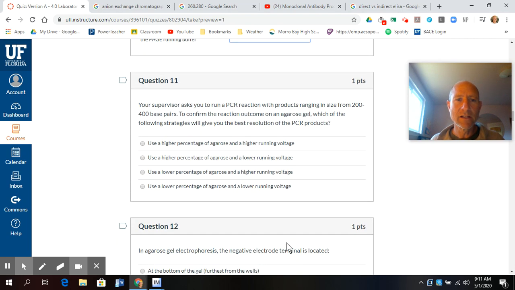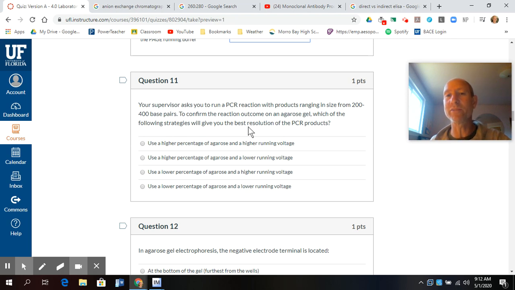Okay, your supervisor asks you to run a PCR reaction with products ranging in size from 200 to 400 base pairs. That's small compared to a plasmid, which is still relatively small. A plasmid might be like 7,000 base pairs or 12,000 base pairs. We're talking about 200 to 400 base pairs, small. To confirm the reaction outcome on an agarose gel, which of the following strategies would give you the best resolution?